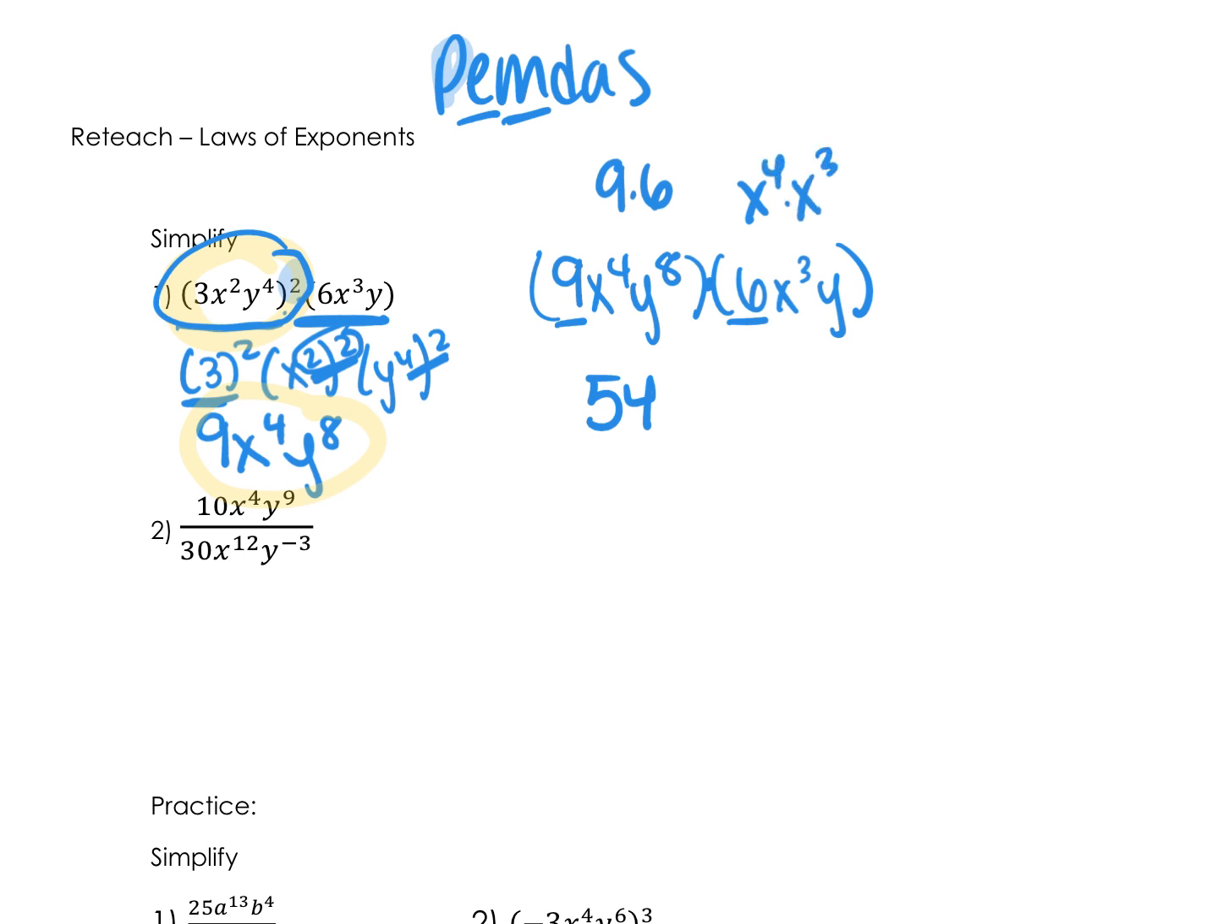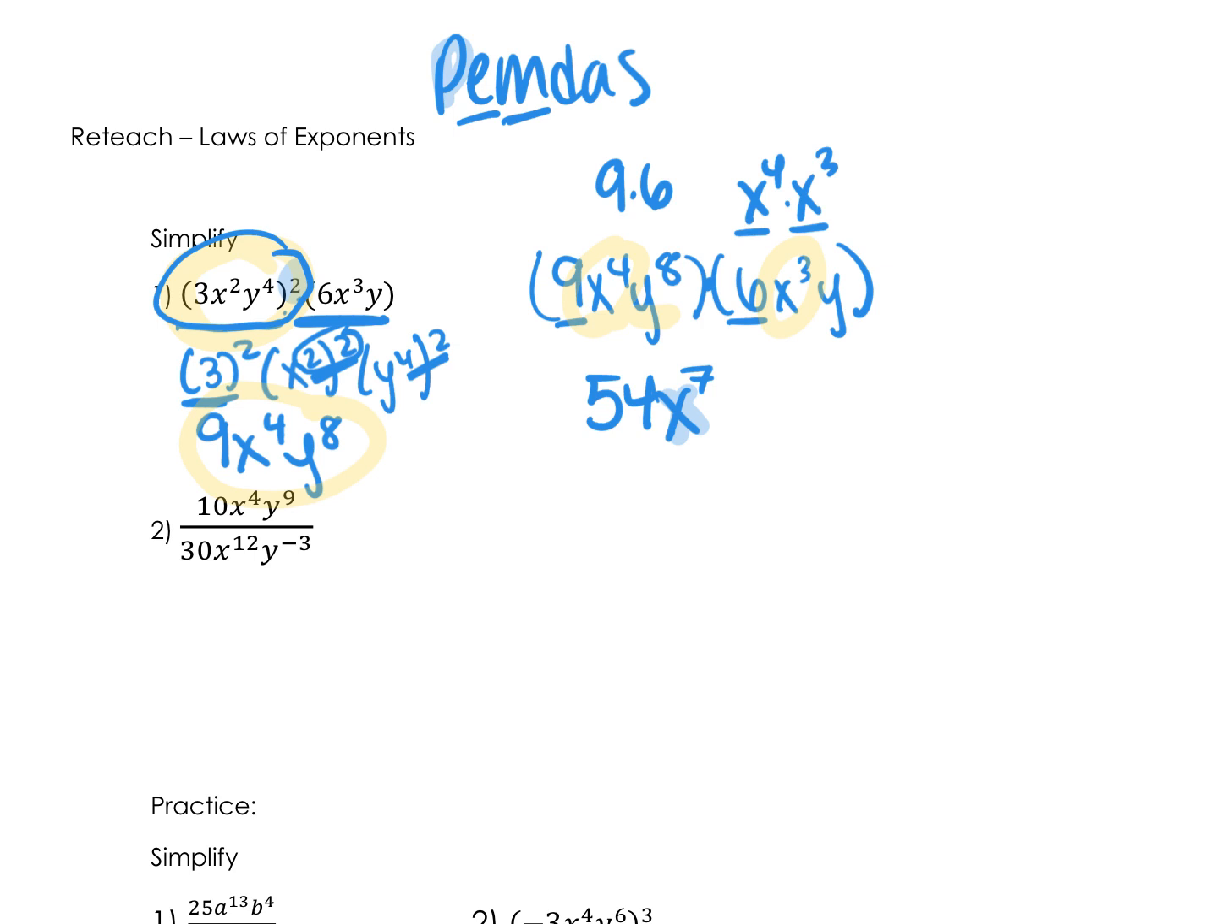And this is when you get to add exponents, right? Because you're multiplying two things of the same base. You can't multiply the x and the y because those don't have the same base. Right, but you can multiply this x and this x because they have the same base. So now you're going to add your exponents. So that'll be x to the 7th power because you're going to add 4 and 3.